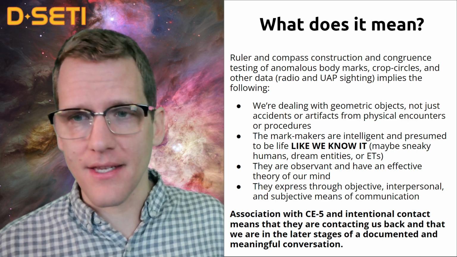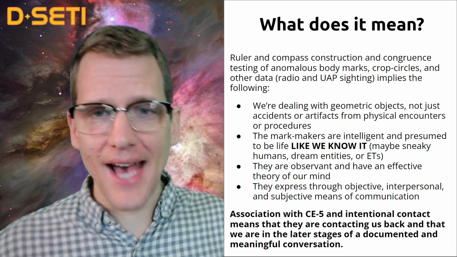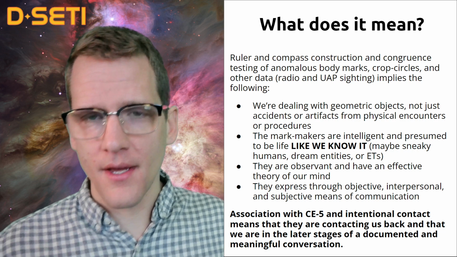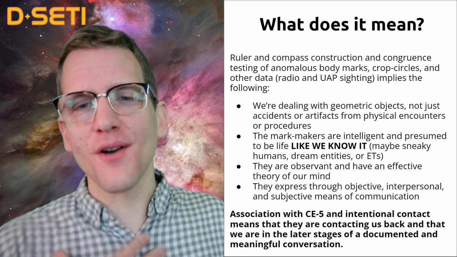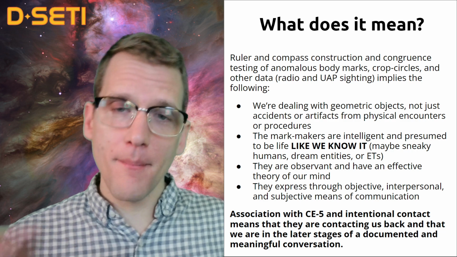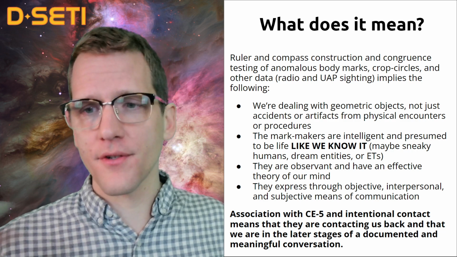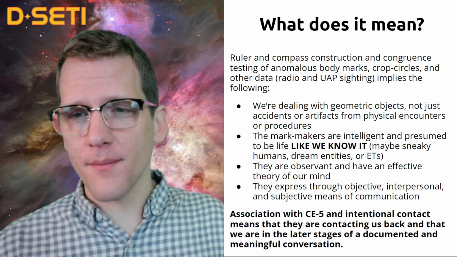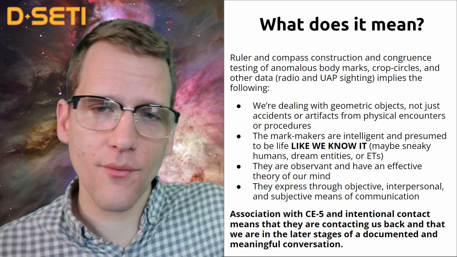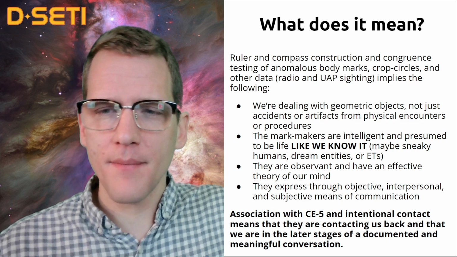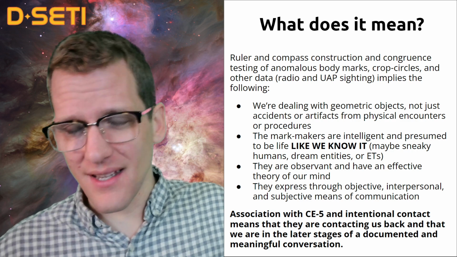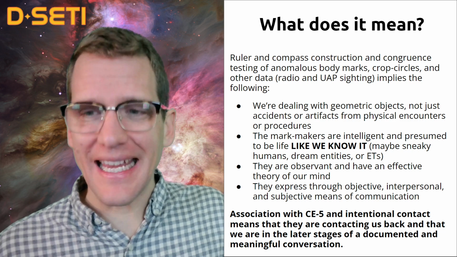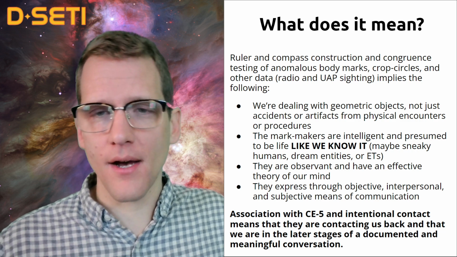What else explains this? They are observant and have an effective theory of our mind. They teach us geometry through these marks. They are aware of our communications to them. These markings may be objective, interpersonal, subjective means of communication. They might involve multiple modes of communication. And finally, association with CE5 and intentional contact means that these non-human intelligences are contacting us back through these, and that we are in the later stages of a documented and meaningful conversation.